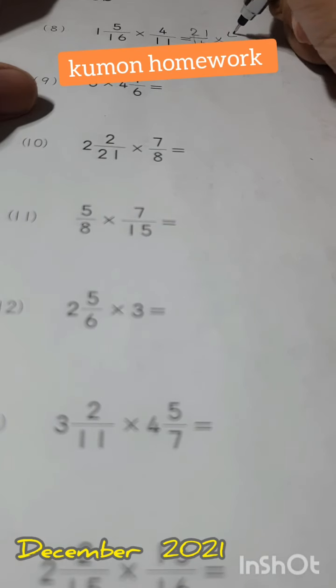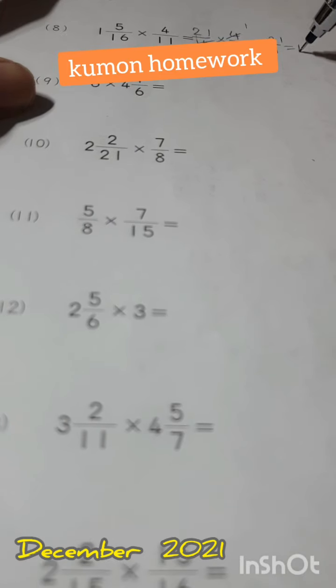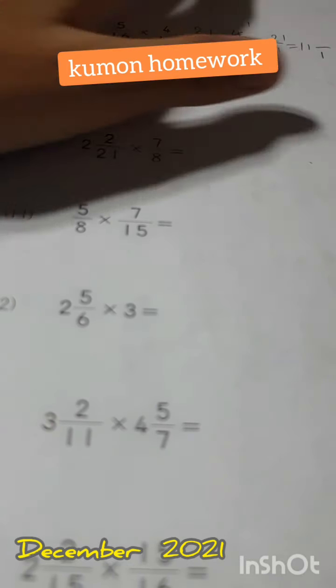21 times this one. And we divide it. Divide it by 4. Divide it by 4. It is 4. This one and this. And 4.